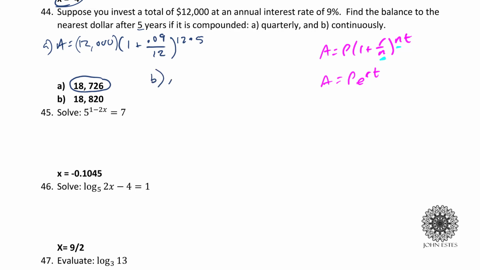All right, now in part B, we do the same thing. We plug in 12,000 for my P, and then e to the 0.09, that's my rate, times 5. And when you plug that in, you should get about $18,820. Okay, and with continuous compounding, if you have the same rate, the same time, and the same principal, your continuously compounded investment should be higher. This is going to be the max you can get.